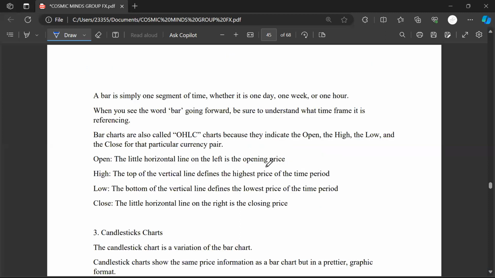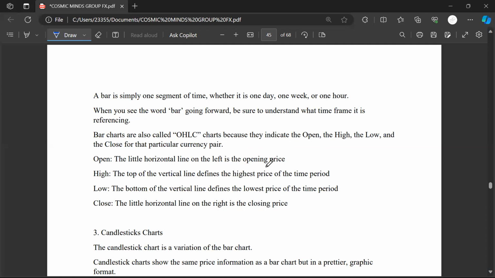A bar is simply one segment of time, whether it is 1 day, 1 week, or 1 hour. What it means is that anytime you do analysis or enter a trade, this trade that you entered is actually on one of the time frames. It could be 1 minute, 5 minutes, 1 hour, 2 hours, 4 hours, daily, monthly, even yearly. So this is what it means by that. Now, when you see the word bar going forward, be sure to understand what time frame it is referencing.